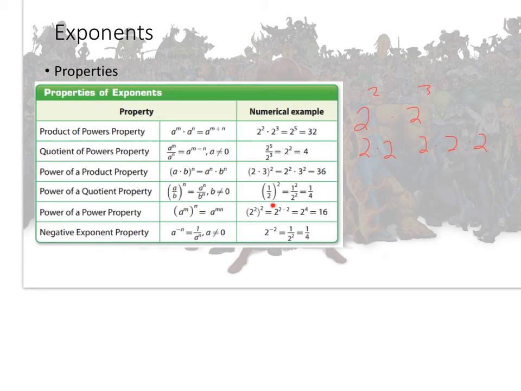And the last one, we kind of already talked about this. When you have a number to the negative exponent, it's the same thing as saying the reciprocal of that, or 1 over that. So in this example, 2 to the negative 2 power is the same thing as 1 over 2 to the second power. And 2 to the second power is 4, so that's how we get 1/4.